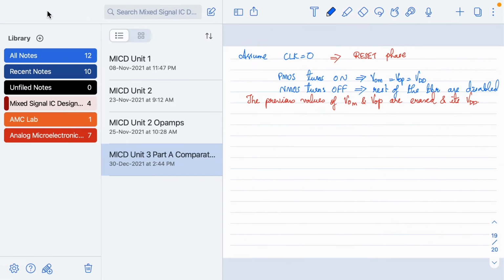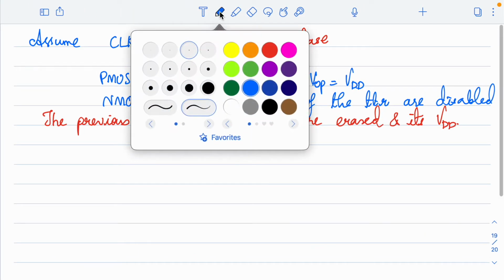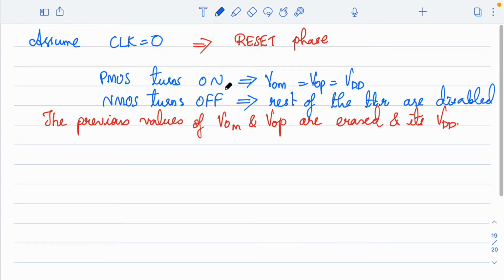So this is one important advantage. In a strong arm latch, when the circuit is reset, it will not draw any current.